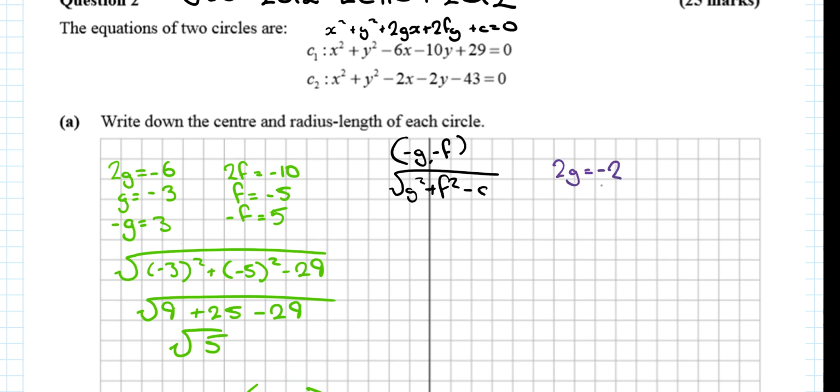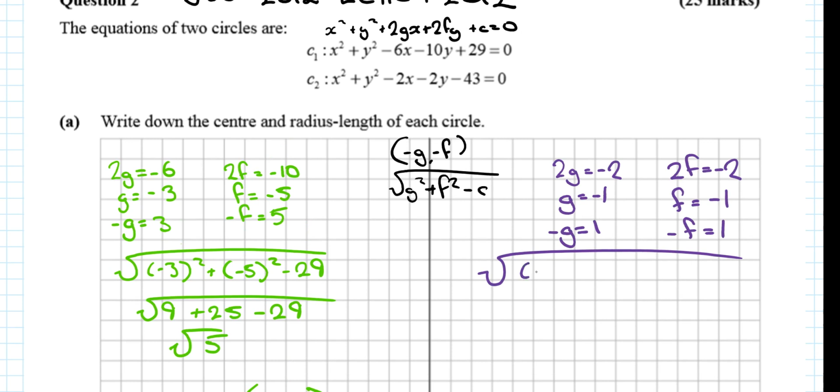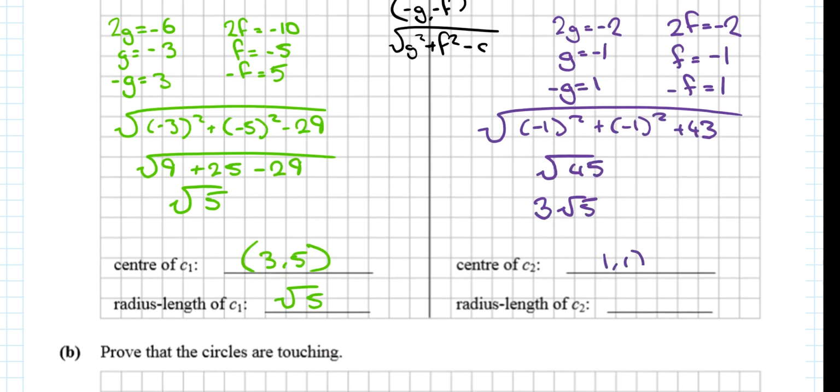And the other one, 2g is equal to minus 2, g is equal to minus 1, minus g is equal to 1, 2f is equal to minus 2, f is equal to minus 1, minus f is equal to 1. And the radius is going to be the square root of minus 1 squared plus minus 1 squared minus minus 43, so it's plus 43. Square root of 45. Square root of 45 works out to be 3 root 5. So the centre is 1, 1, and the radius is 3 root 5.